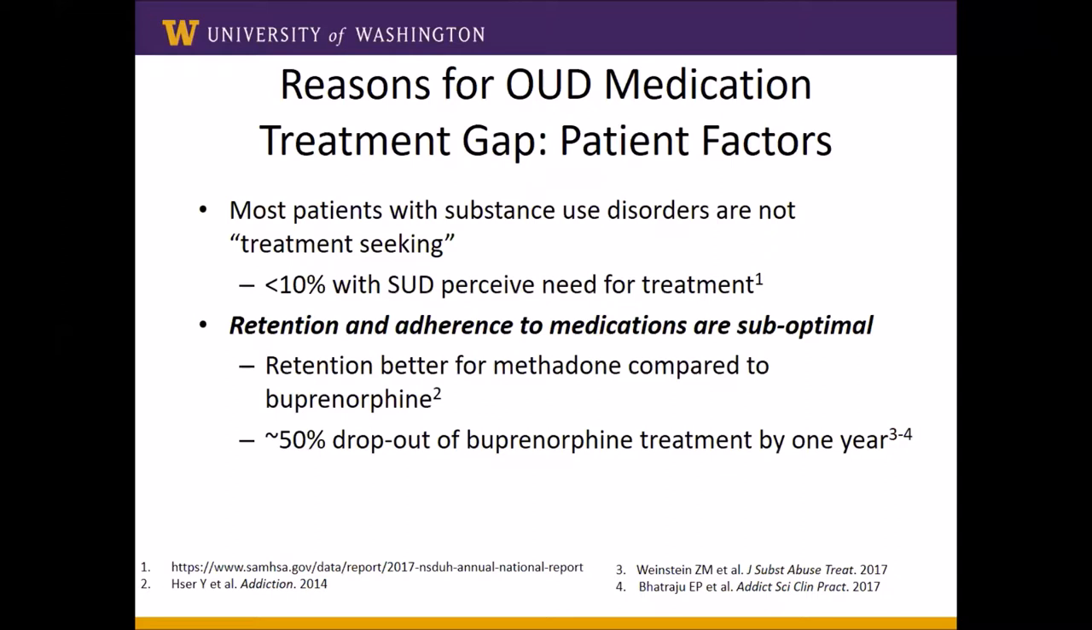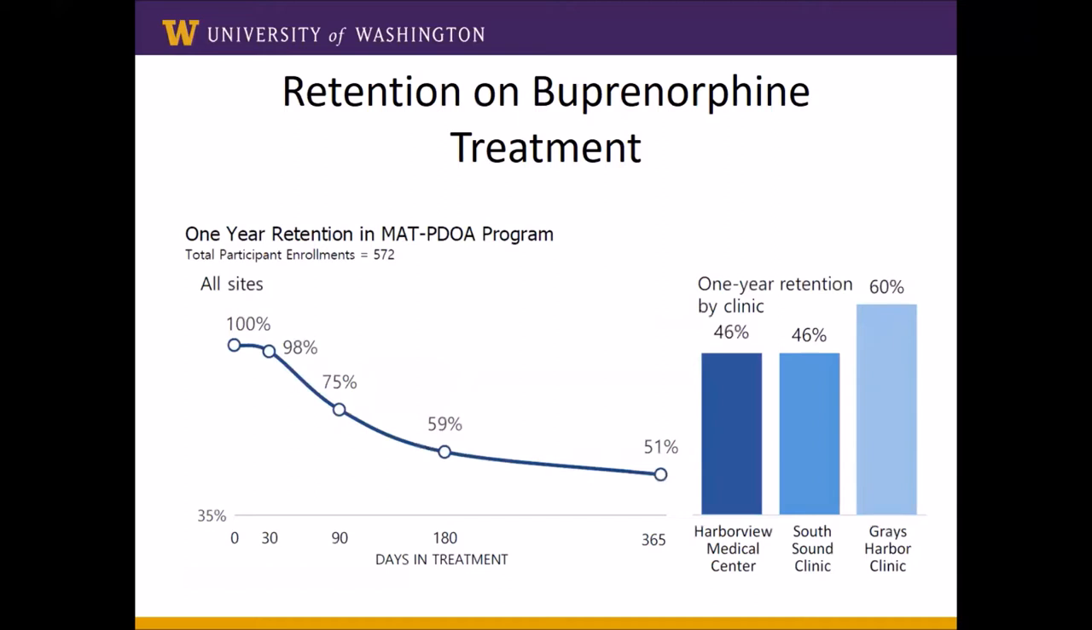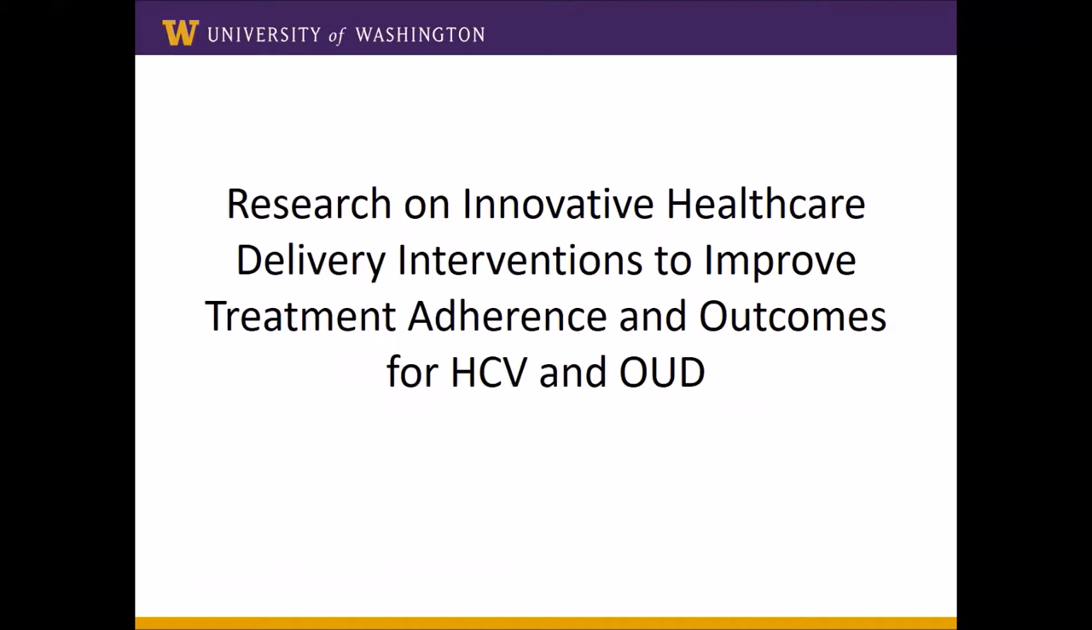Studies suggest that about 50% of patients who initiate buprenorphine will drop out within 6 to 12 months. And this is data from our program showing that we're just average in this respect. So clearly there's a lot of room for improvement in this area. Next I'll talk a little bit about research studies that test novel healthcare interventions to improve adherence and outcomes for patients with opioid use disorder and hepatitis C.